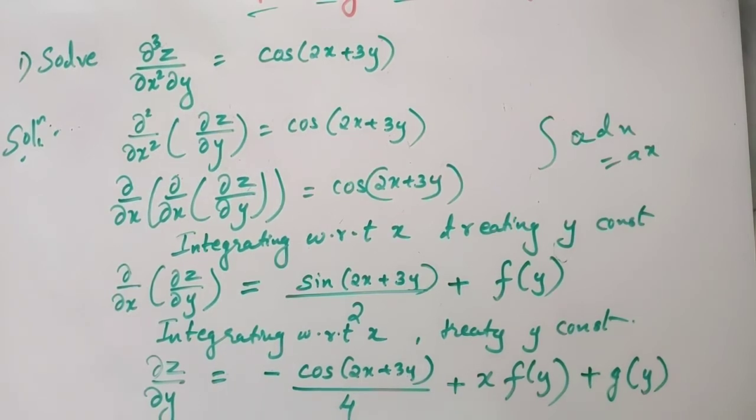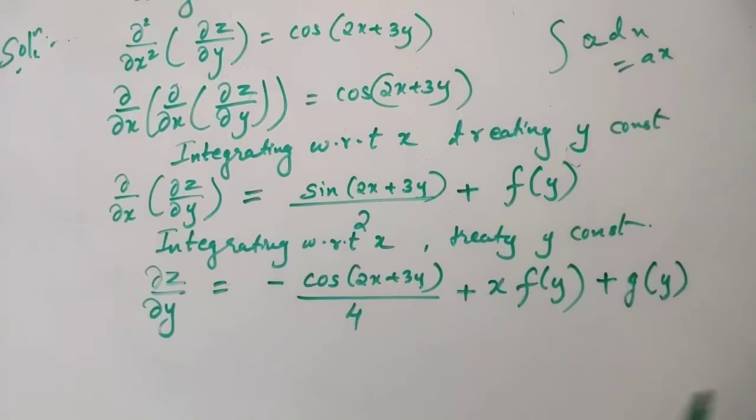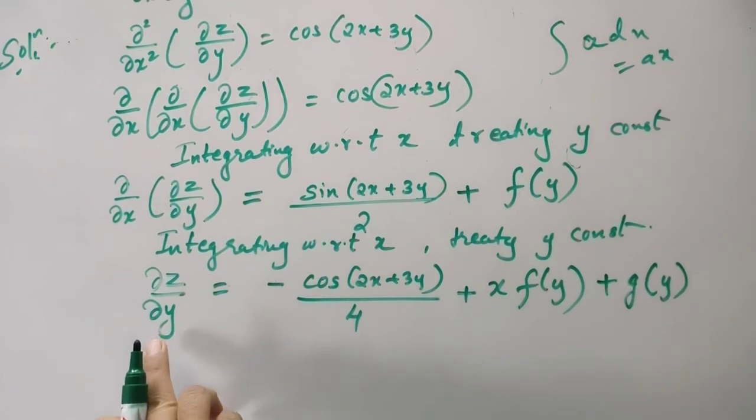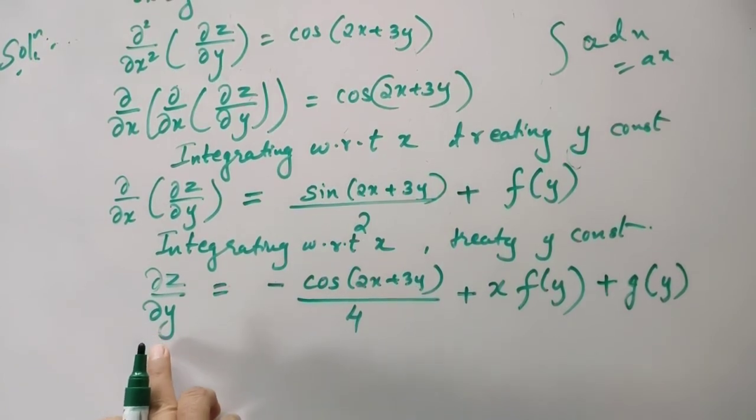Now the only part left is dou z by dou y. So again we have to eliminate this dou by dou y. To eliminate this partial derivative of z with respect to y, I want z back from here. So I have to integrate with respect to y, treating x constant this time. So go on doing it, you will get your answer. To get back z, we need to integrate with respect to y now, treating x constant.